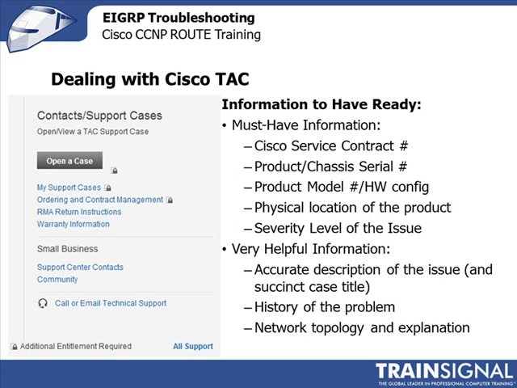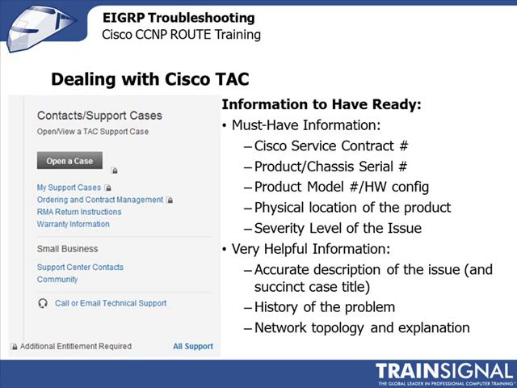Next, have the product or chassis serial number. On routers, you can actually get it from the command line. You can also find it on the device itself. Switches, something similar. There are a variety of places you can get the information, but know what that is. Also, understand the product model number and the hardware configuration. What type? Is it a 2811 router? Is it a 3560 switch? How is it configured? What's in it? What adapters and so forth? The physical location of the product, if it's in your core office, if it's in a remote location, if it's internationally located, all those are going to be important. And then, of course, the severity level, S1, 2, 3, or 4.